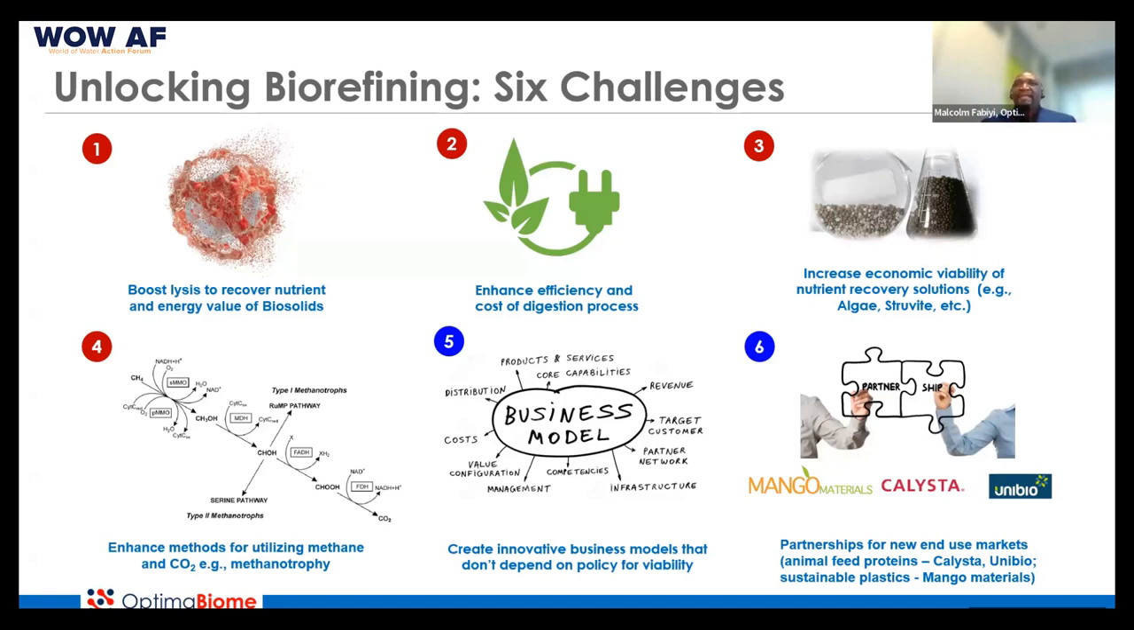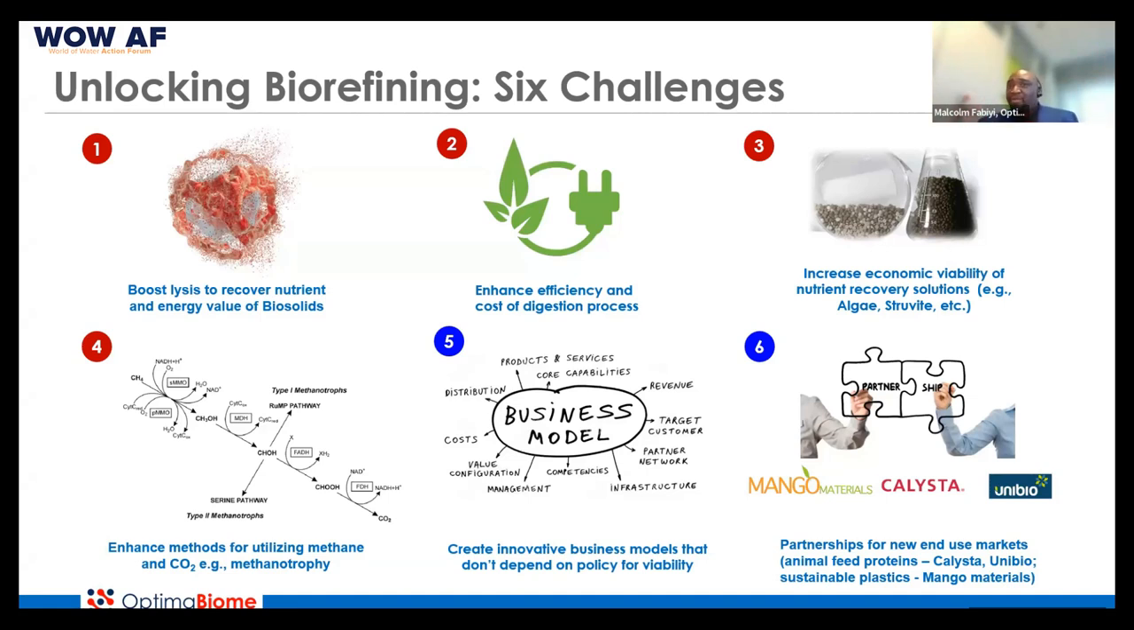the table. And then how do we create partnerships that take some of these new materials that we're generating, the single cell organisms that we're using with CO2 to generate, how can we turn them into things like animal feed proteins and things like that? And the good news is there are actually companies that are starting to emerge that are beginning to do this. So we have companies like Mango Materials that is taking animal feed proteins manufactured from CO2, and they're using that to replace proteinaceous material in animal feed.